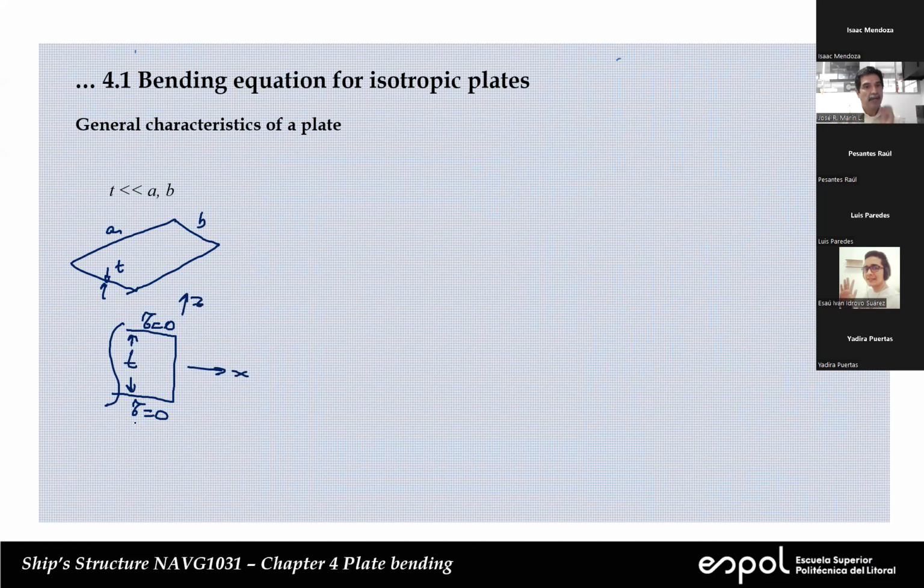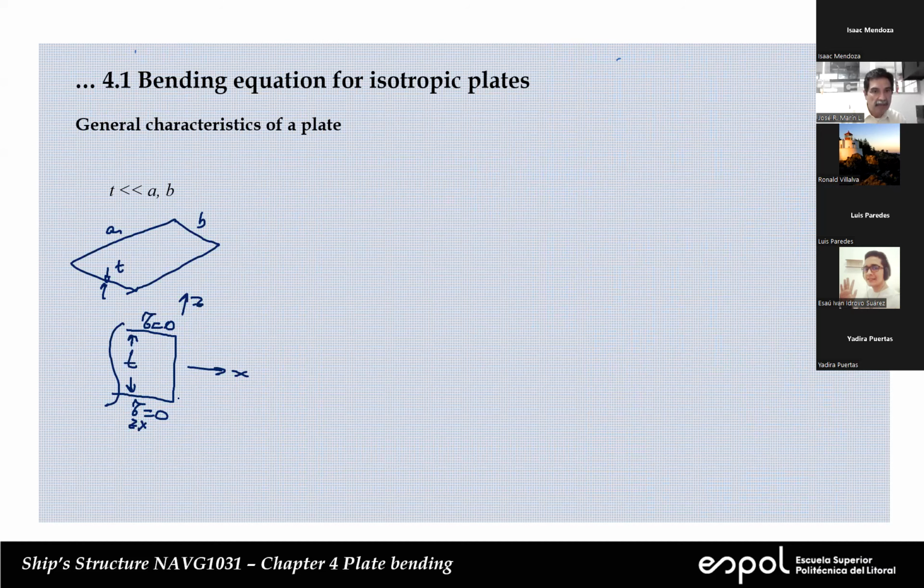Anybody can help me? What are the subindices of this tau? Mr. Villalba, what are the subindices of this tau? This on this surface. Mr. Villalba, please. Mr. Villalba, I can hear you. It's ZX. Yes. Why? Because this is normal to the Z-axis, so it's Z. And here it points in the X direction, so it's ZX.